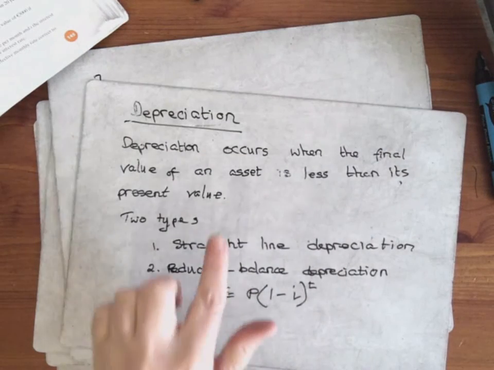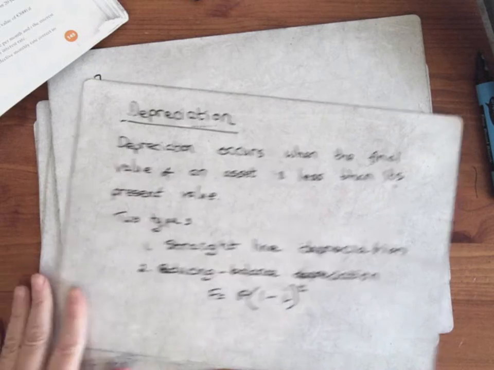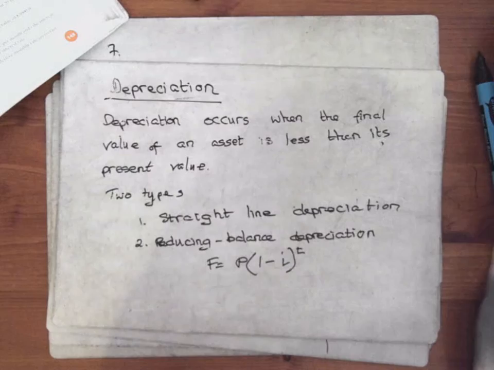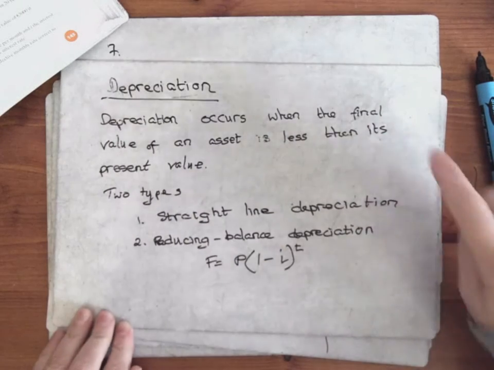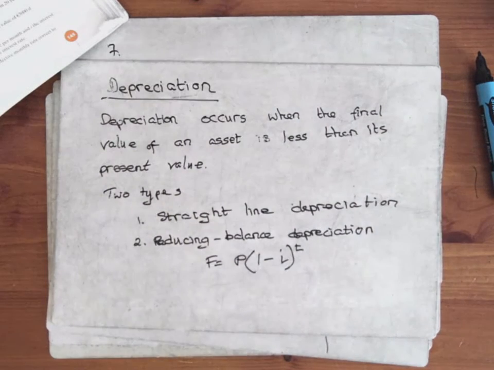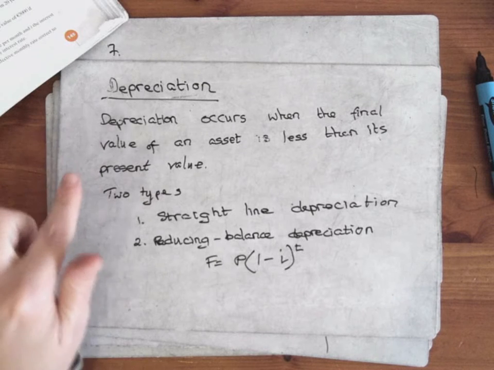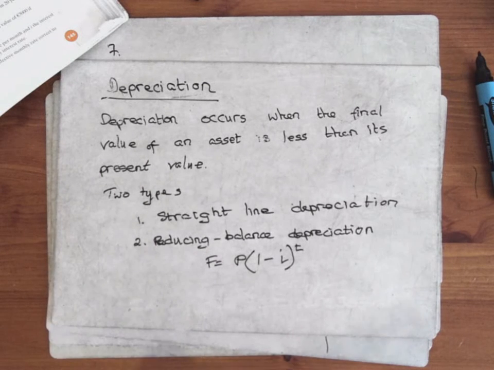Depreciation occurs when the final value of an asset is less than its present value, right? It basically means if I bought a car today for 10,000, next year it'll only be worth 6,000, and the year after that it'll only be worth 4,000, and etc. It's going to go down in value. Anything you buy really loses value. If you buy a computer this year for €1,000, next year it'll probably be worth €100, right? So depreciation occurs when the final value of an asset is less than its present value. So it loses its value.